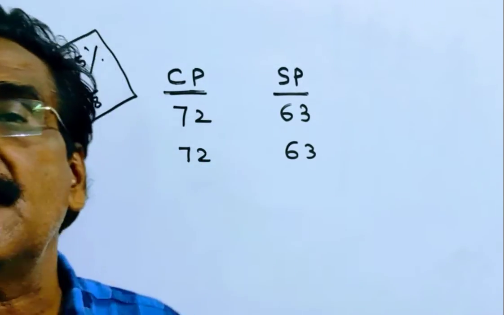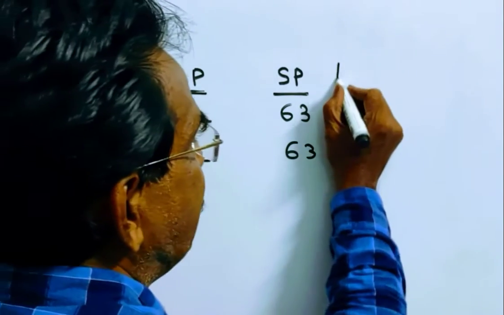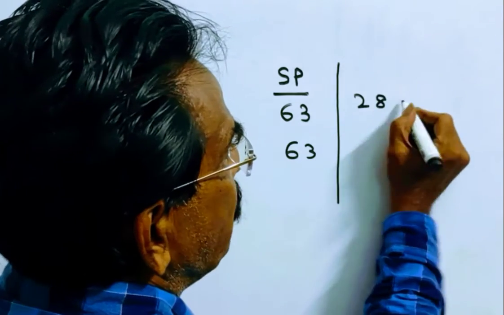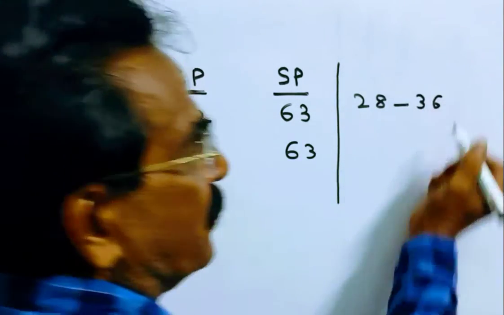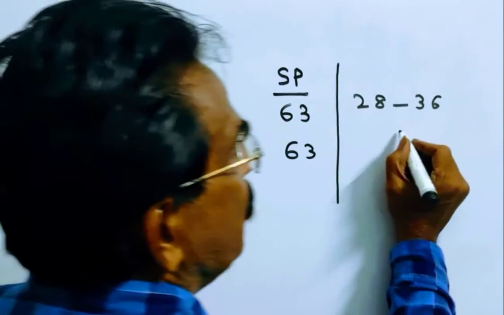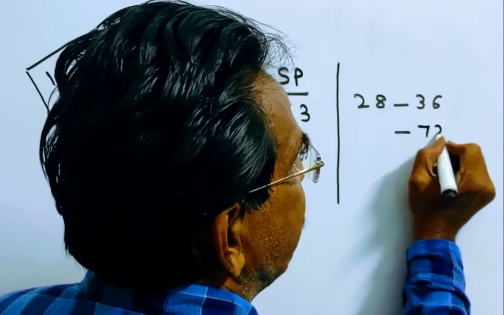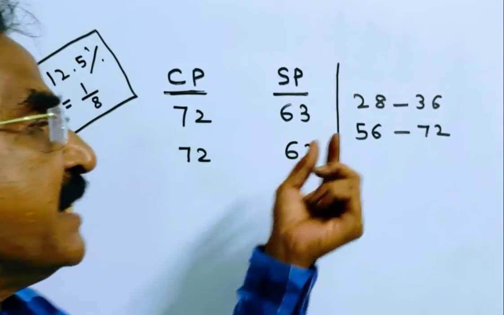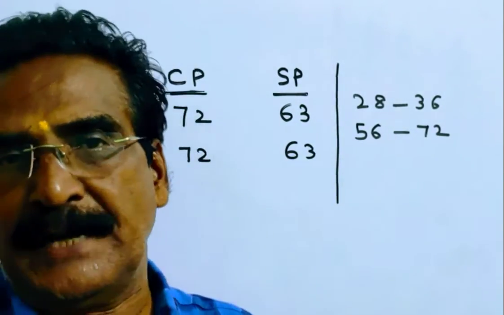By using a false weight, he is weighing 28 grams instead of 36 grams. So, to 36 is 72. To 28 is 56. So he is weighing 56 grams only.